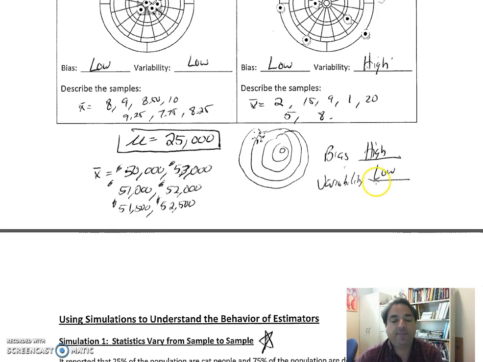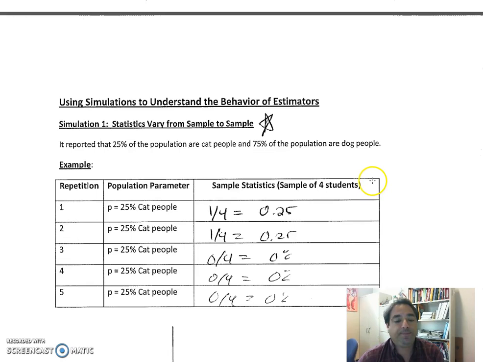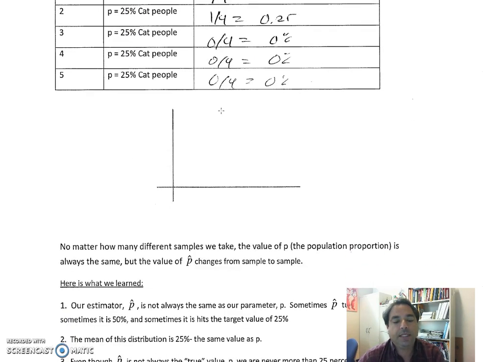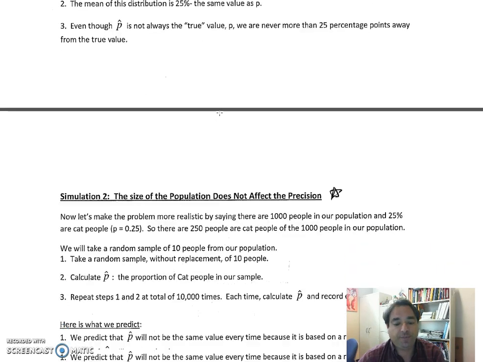Three big ideas. Big idea number one, statistics vary from sample to sample. So if I ask one group of people, I'll get a number. But if I ask a different group of people, I'm going to probably get a different number. They may be close, they may be far apart, but statistics will vary from sample to sample. So I did a quick little survey here of the class, and you notice that it changed. Not much, but it did change. So different samples give different results. Big idea number one.